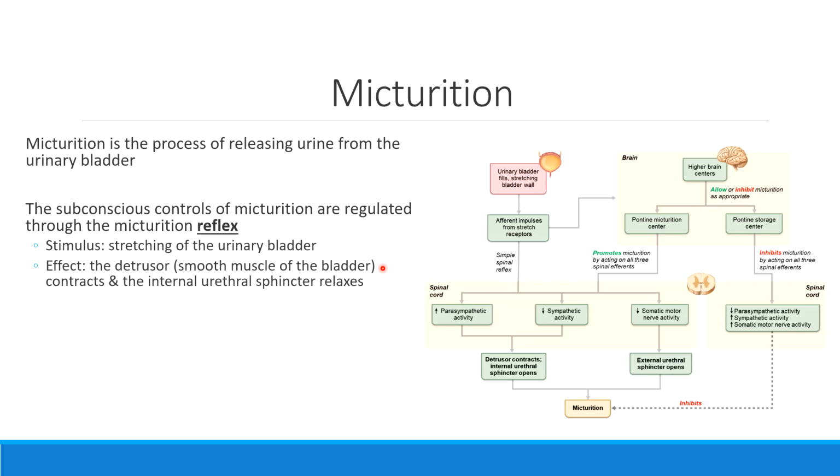With every reflex, we have a stimulus, what makes it happen, and we have an effect or result. So as your bladder starts to stretch out, the smooth muscle inside of it, called the detrusor muscle, detects that stretching. That stretching sends information to the spinal cord. The spinal cord primarily regulates this reflex, although we do also send some of that stretching information up to the pons of the brain. Now, the pons has a couple of different centers or a couple of different places that help us decide what to do.